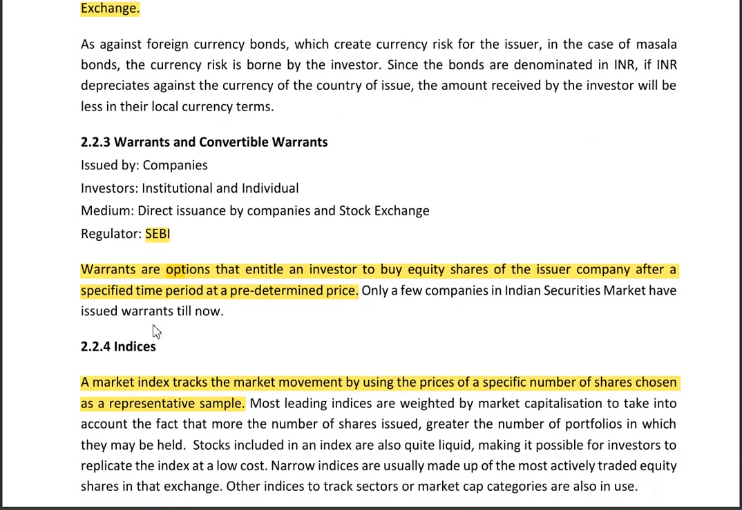And the next one is warrants and convertible warrants. Warrants are options that entitle an investor to buy equity shares of the issuer company after a specific time period at a predetermined price. Only a few companies have issued these warrants.